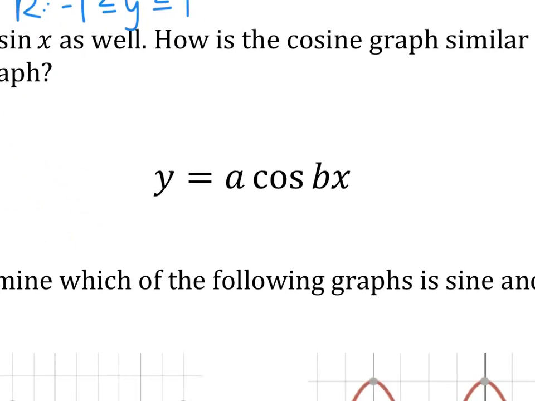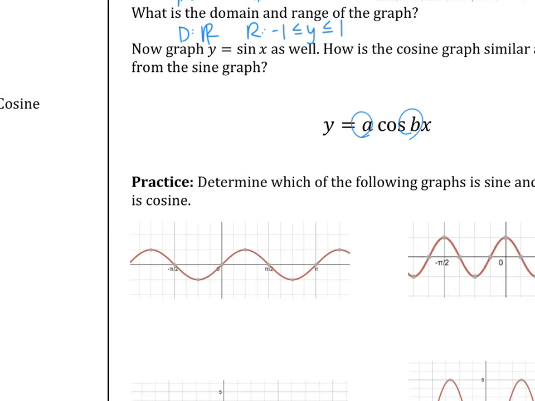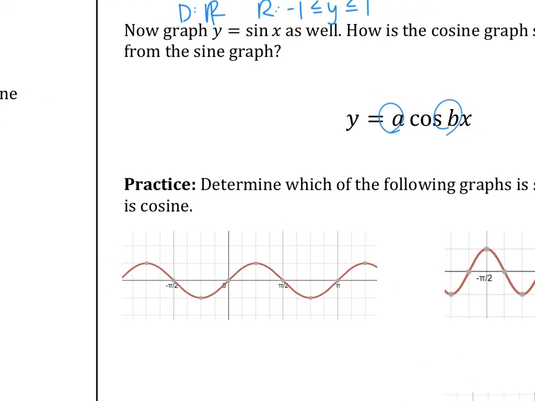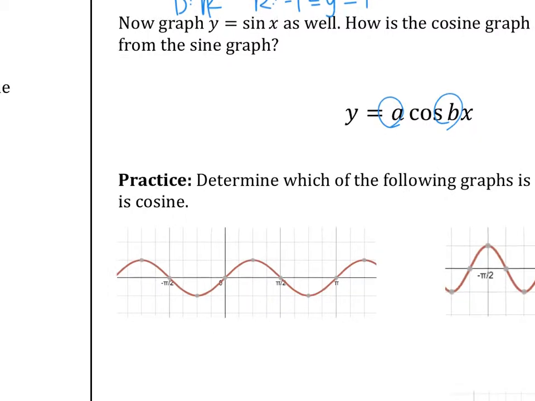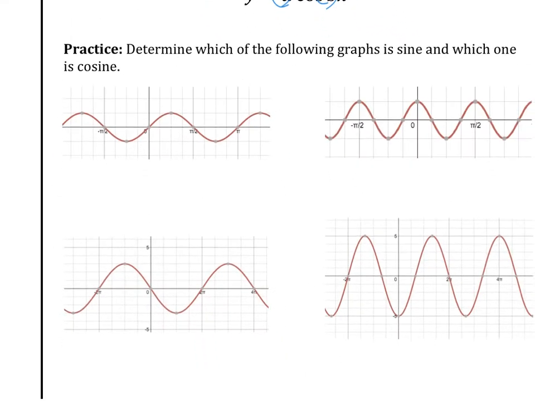All right, so now we can see that they are very similar because they both have this a and b in the equation, and that's why they have very similar amplitude and period. So it's the same thing as before. Sine and cosine, almost exactly the same. To find the amplitude, you find a. To find period, 2 pi over b. Okay, so let's go ahead and have you just practice.